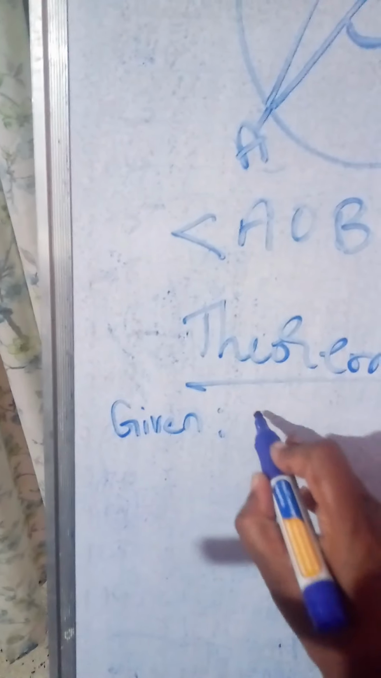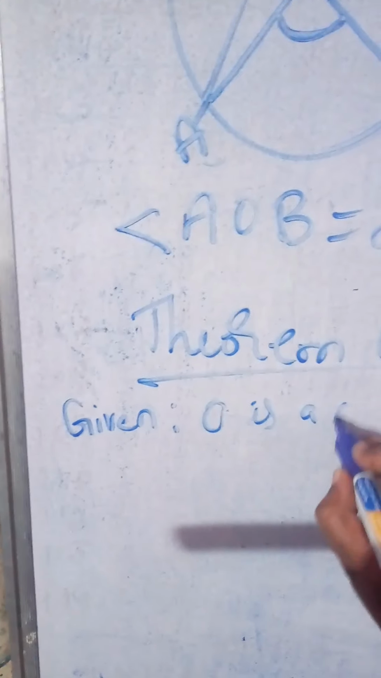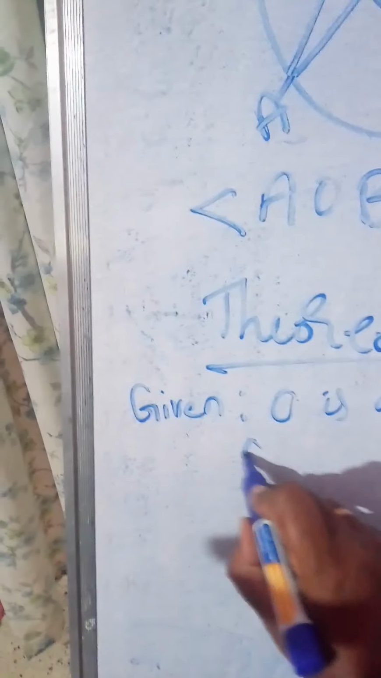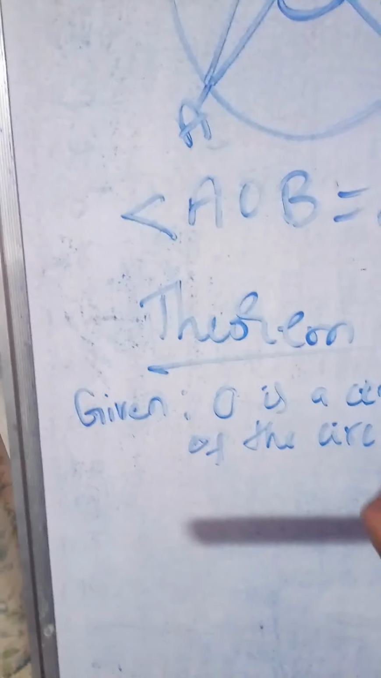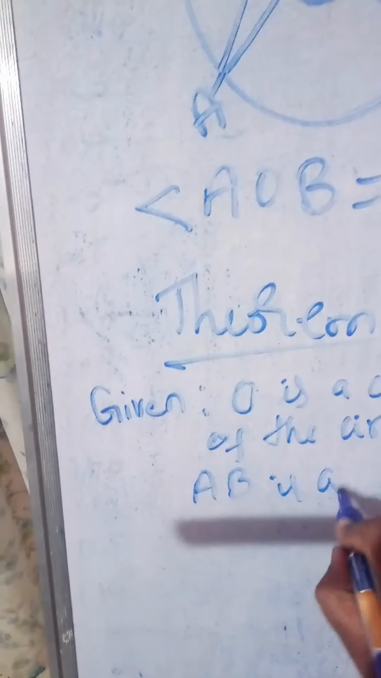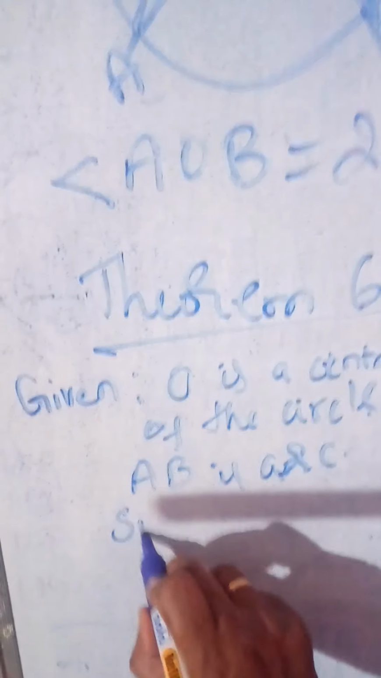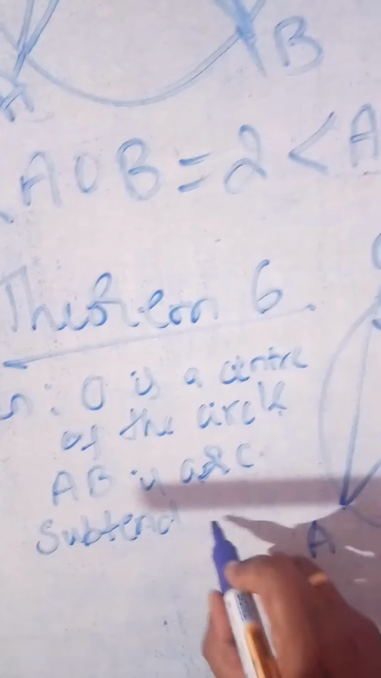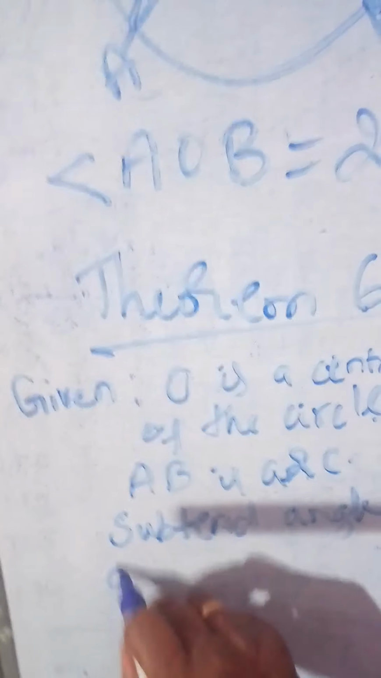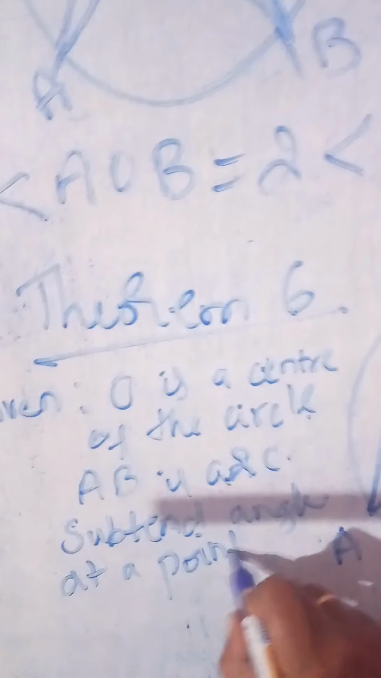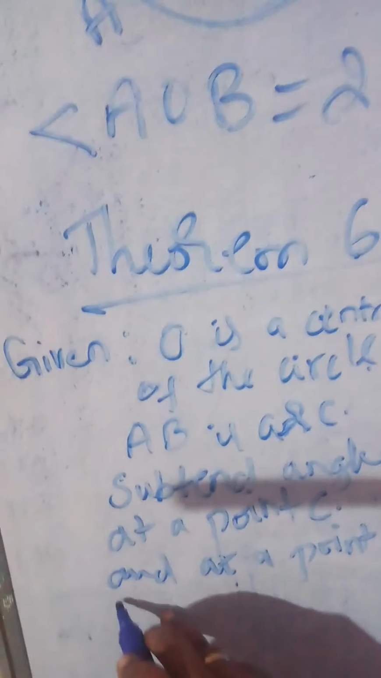Given: O is the center of the circle, and AB is an arc which has subtended an angle at a point C and at a point D on the circumference. This is given. Now we need to prove.